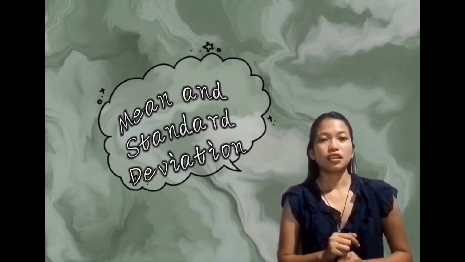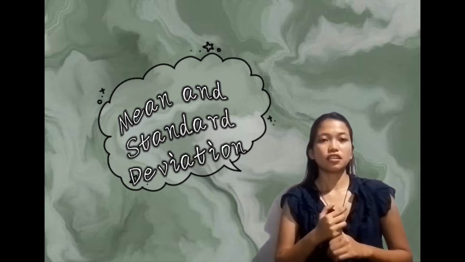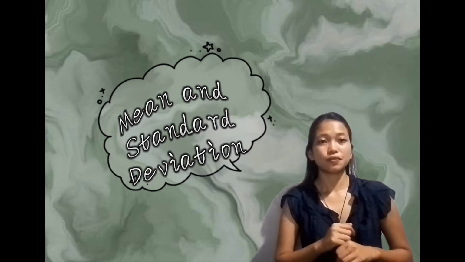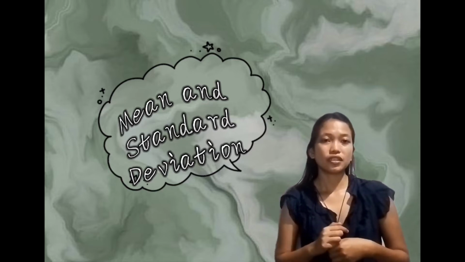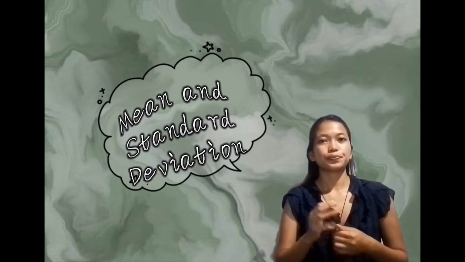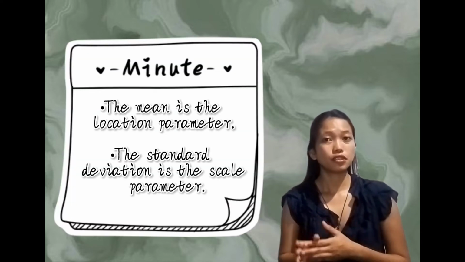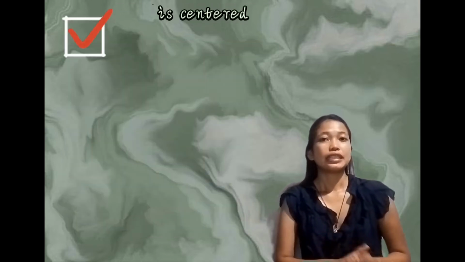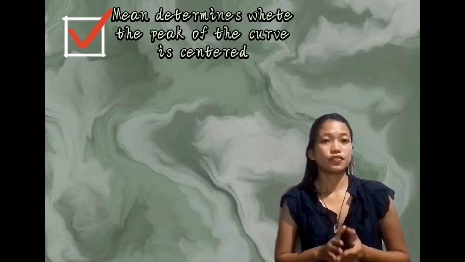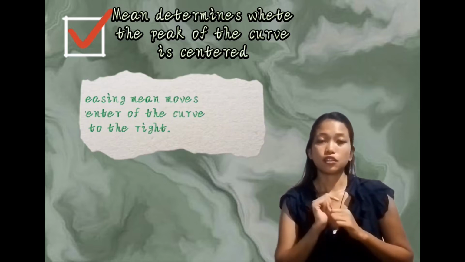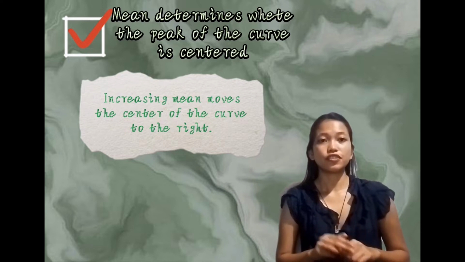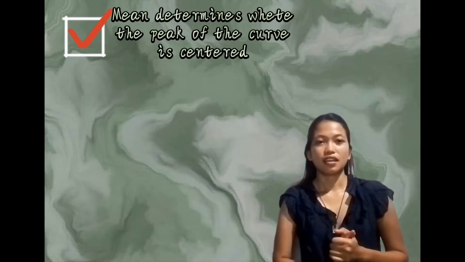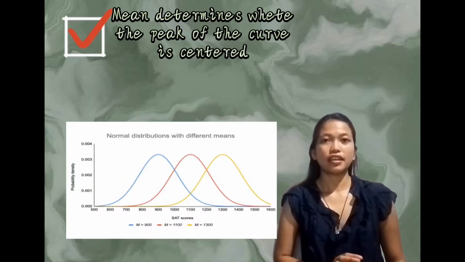As we recall, one of the properties of the normal distribution is that it should be defined through its mean and standard deviation. The mean is the location parameter while the standard deviation is the scale parameter. The mean determines where the peak of the curve is centered. Note that increasing the mean moves the curve to the right, while decreasing it moves the curve to the left. This is how it will look. Refer to the figure.